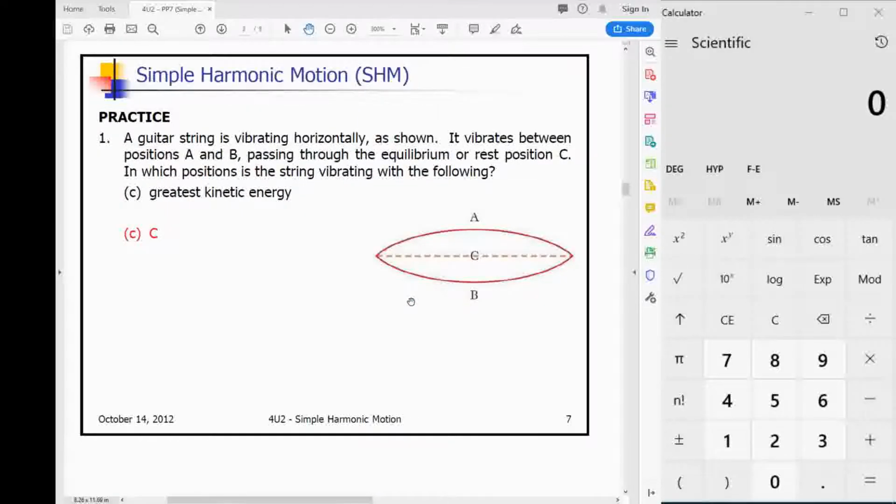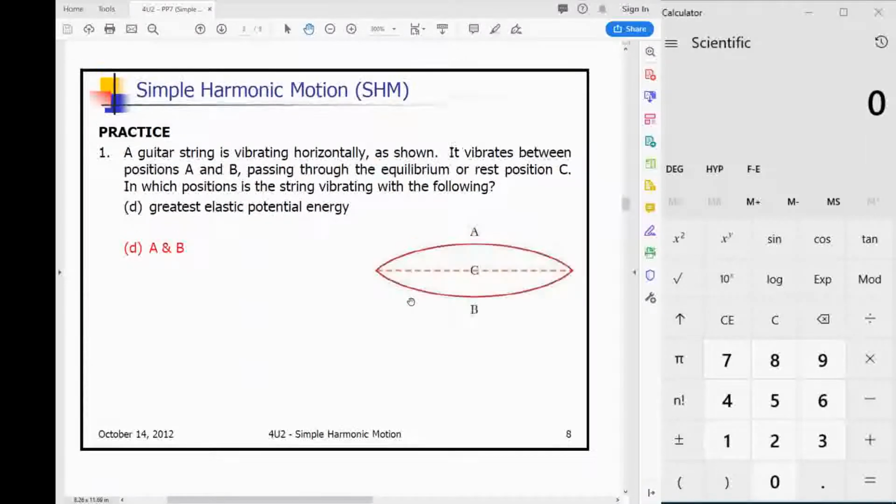The greatest kinetic energy occurs when our speed is the greatest, and that maximum speed occurs at C. So this is just to get you to understand a little bit about simple harmonic motion, and I think this example actually comes from your textbook. The greatest potential energy is at A and B. So the energy at A and the energy at B is equal. The energy at C is also equal to the energy at A and B.